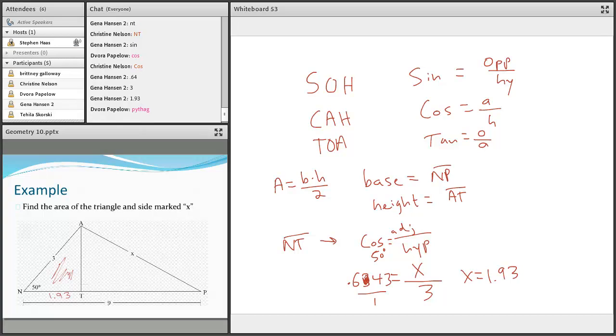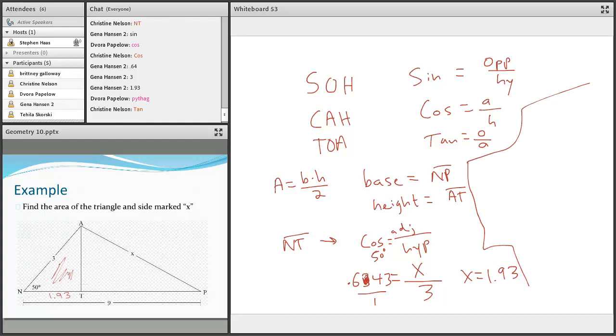Once we have that, now we can figure out AT using the Pythagorean theorem or using a trigonometric function. Let's do AT using a trigonometric function. Which one do you want to use? We could use any of them, by the way. We can use sine, cosine, or tangent. Okay, fine. Let's use tangent.